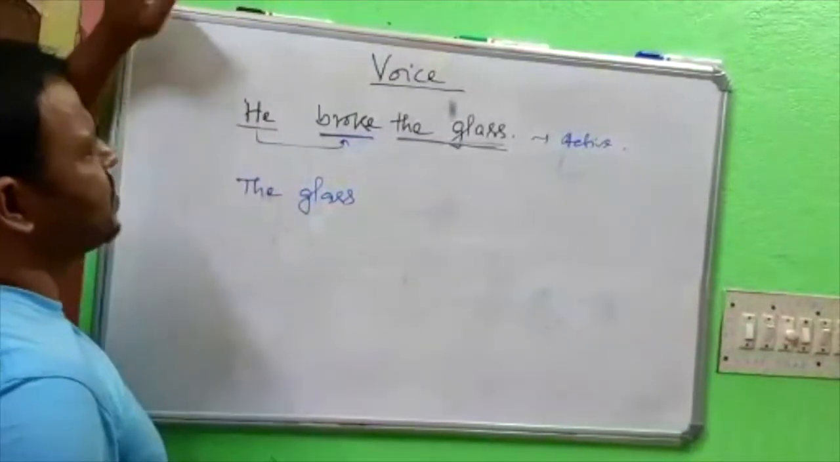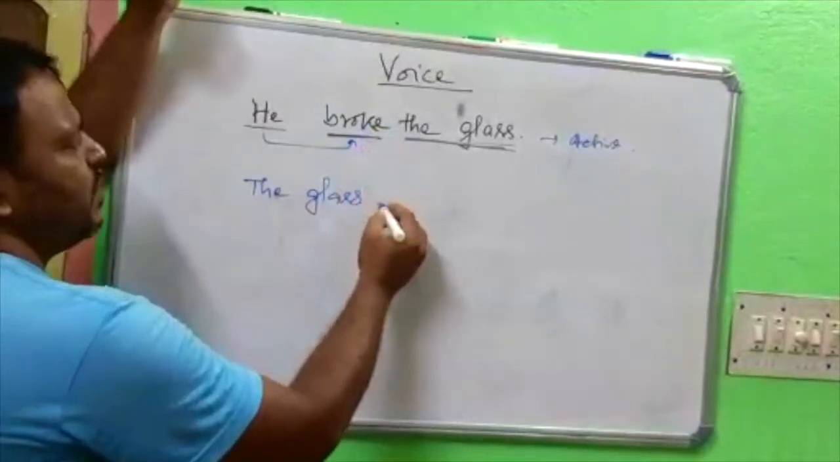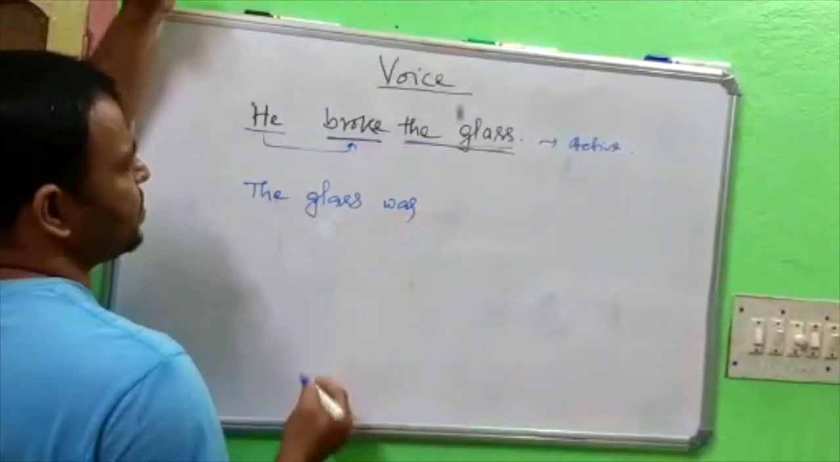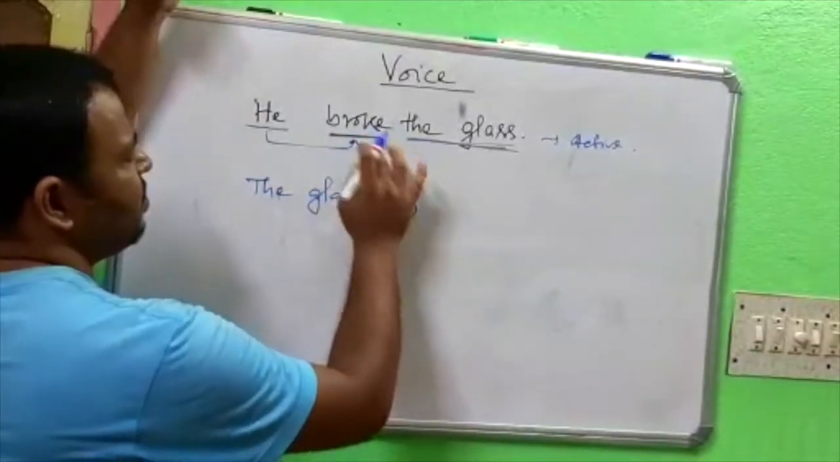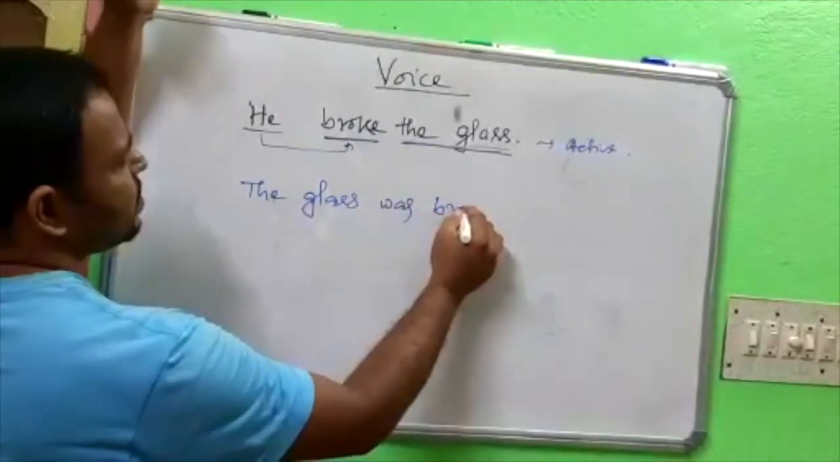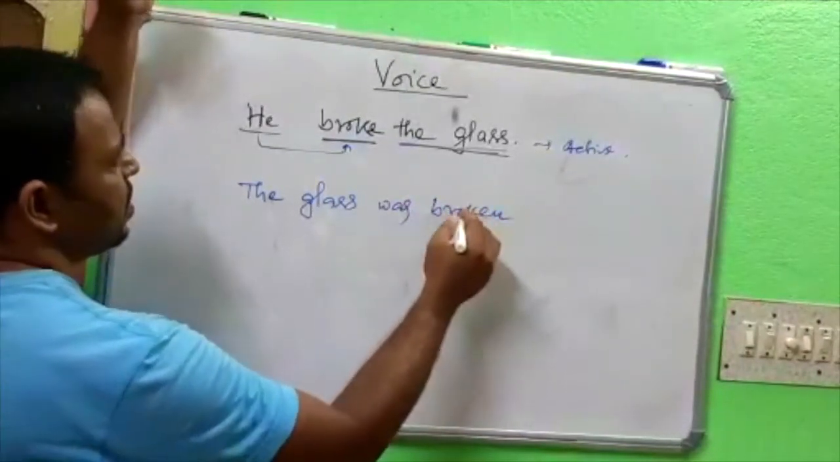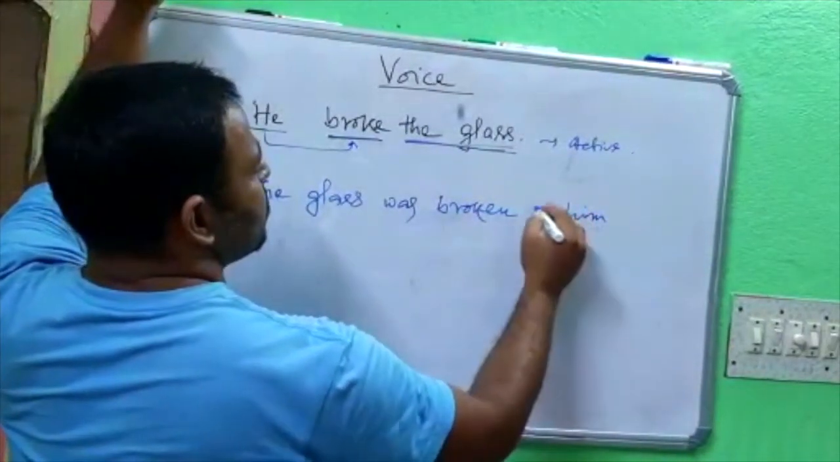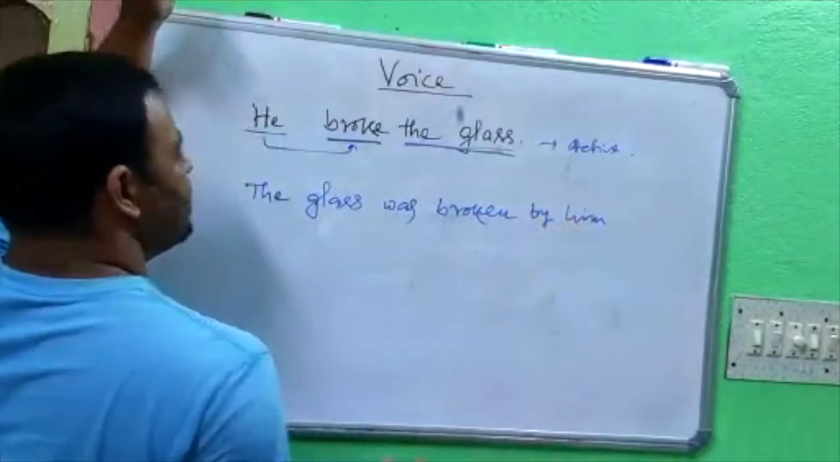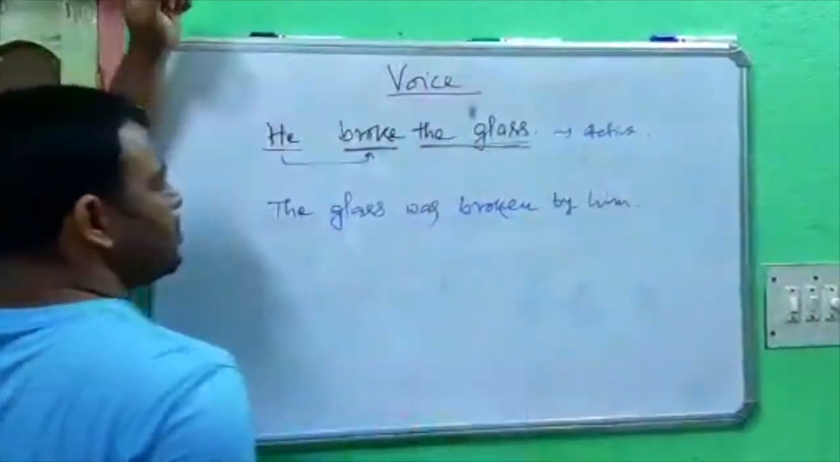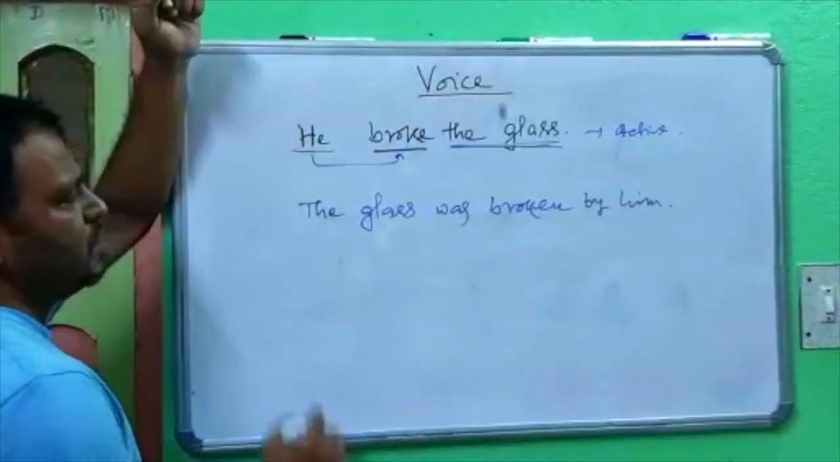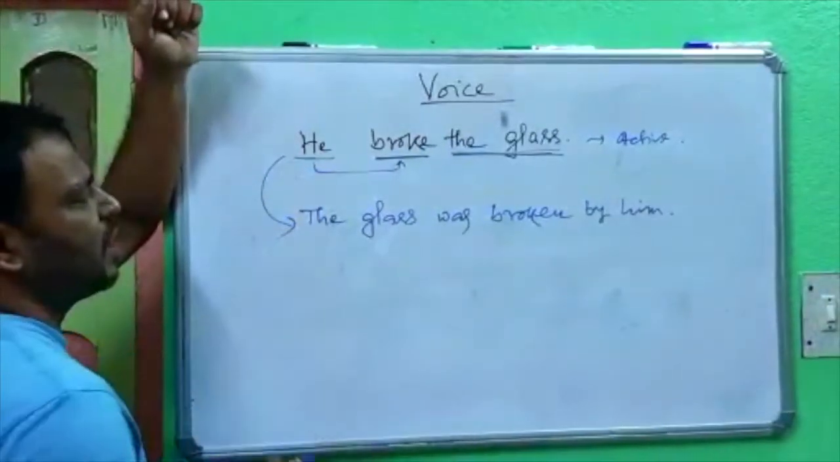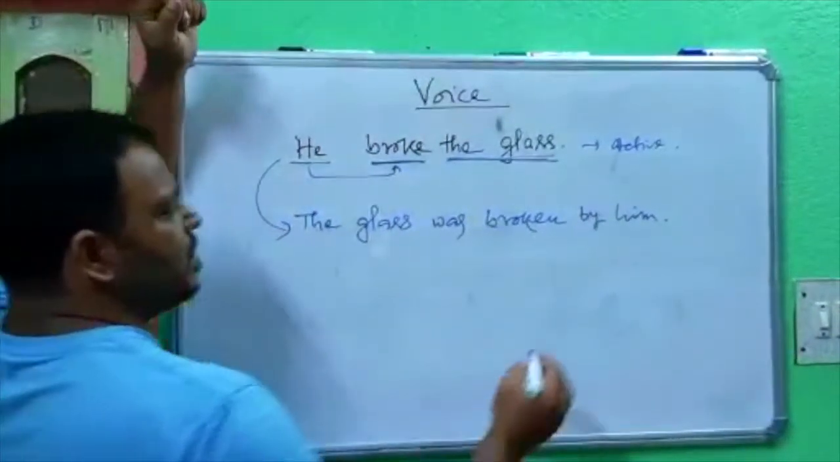According to tense, the be verb would be here was. The finite verb would be in past participle form, broken. And the object would be him with the preposition by. So it would be: the glass was broken by him, in passive voice.